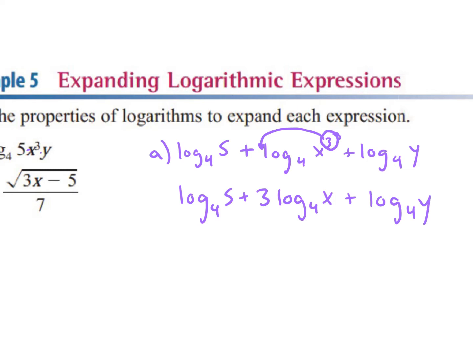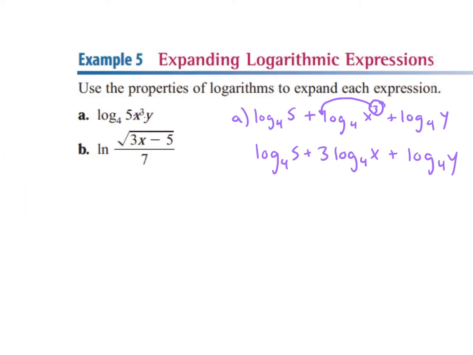All right, so let's look at B. I want to treat the top as one thing and then the bottom as another. So since I'm dividing, how do I expand when I'm doing division? Subtraction. So I'd have ln of square root 3x minus 5 minus ln of 7.